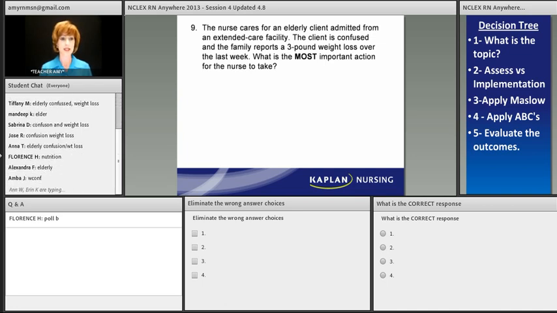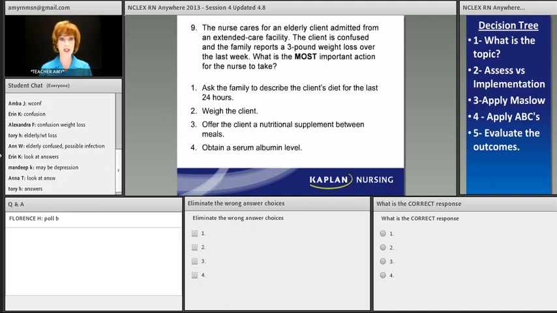Okay, good. You picked up on there's confusion. They also mentioned the fact that there's a 3-pound weight loss over 1 week. That's significant. So what's the priority? Now this is an example where they give us more than one topic in the stem. We've got confusion and we've got the 3-pound weight loss. If we're not exactly sure where they're going with it, what do we do? We look at the answers. Erin says she's exactly right. So let's do that.